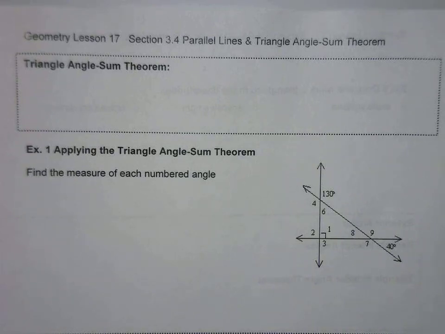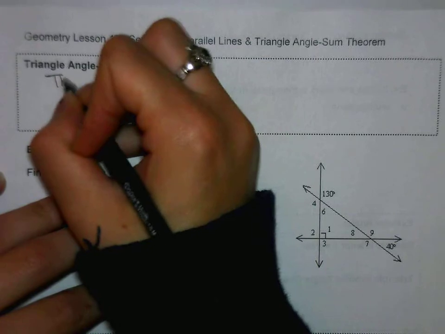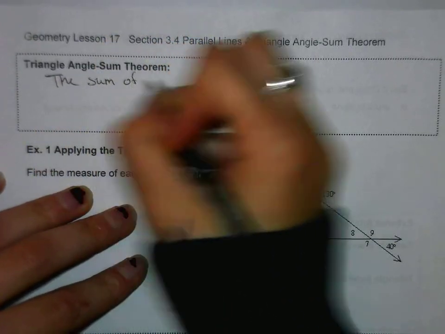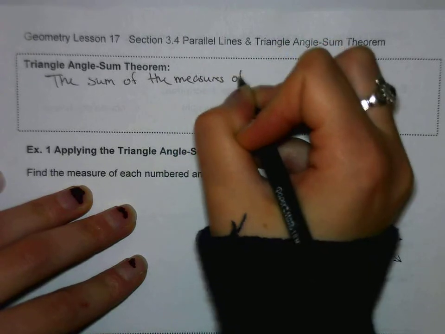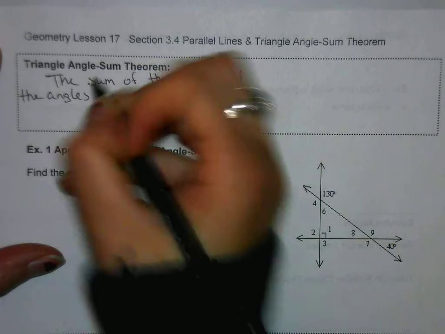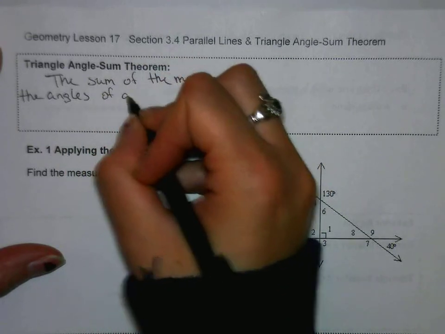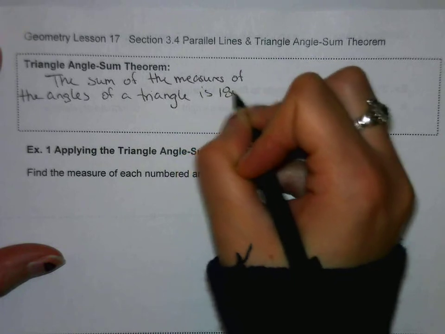Today we're going to be working with the triangle angle sum theorem and the exterior angle sum theorem. For the triangle angle sum theorem, the sum of the measures of each angle of a triangle is 180 degrees.